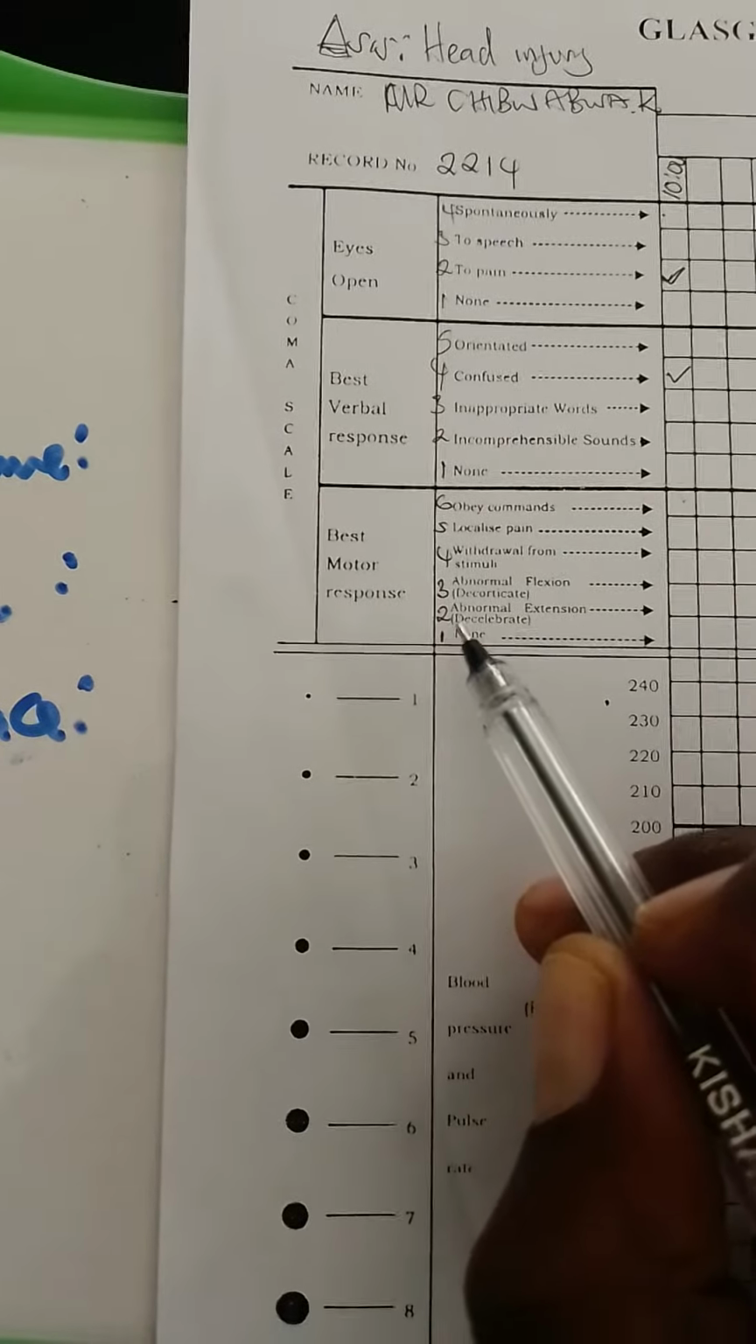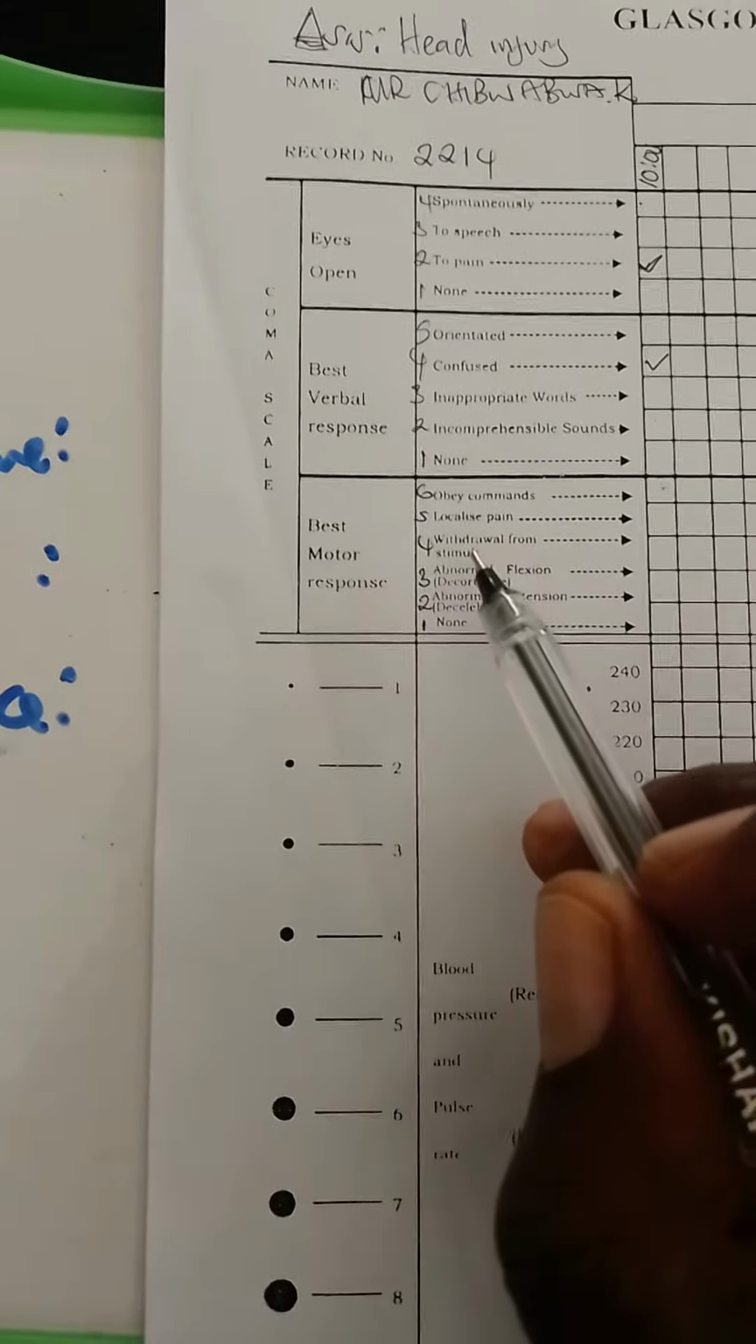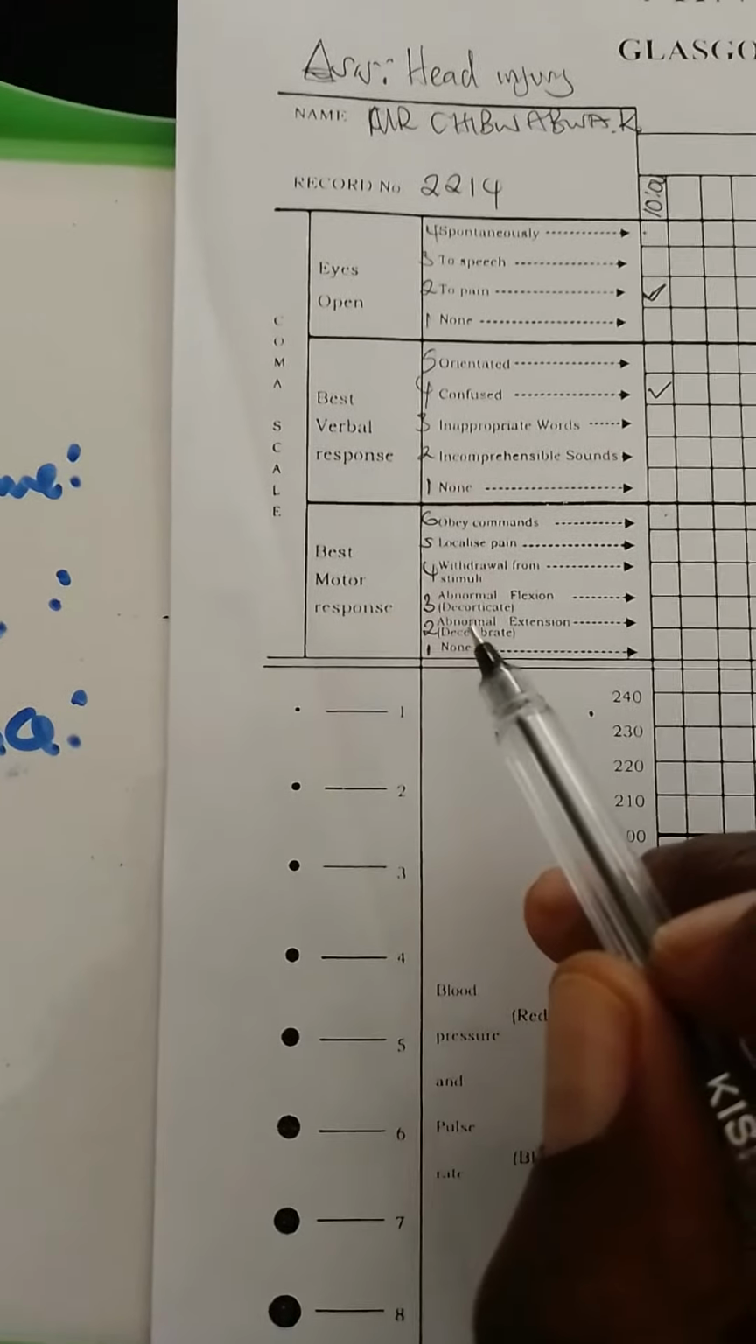Then what about if he doesn't give you any of the above? He doesn't obey commands, he doesn't localize pain, he doesn't withdraw when you pinch him, he doesn't do abnormal flexion, doesn't do abnormal extension.